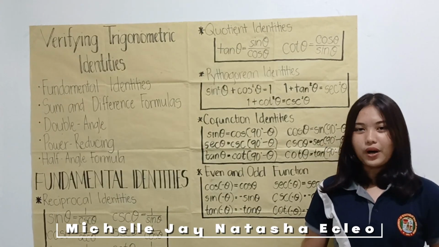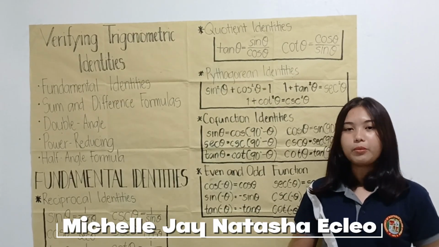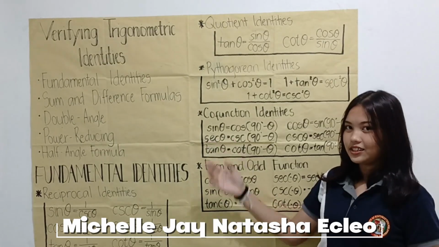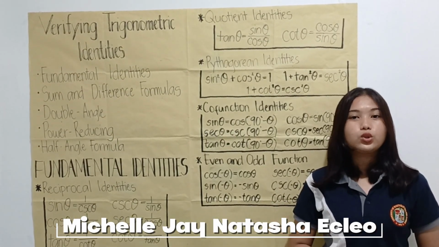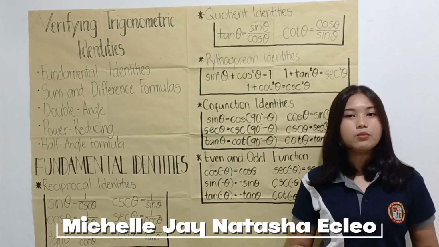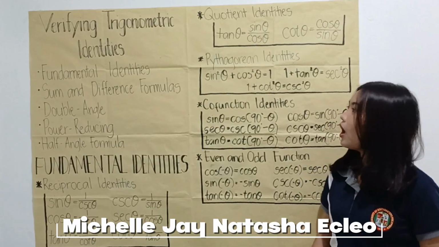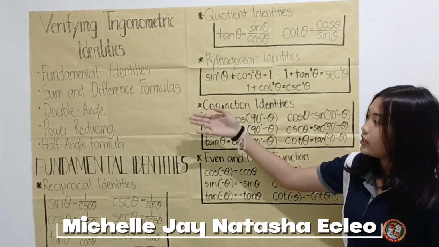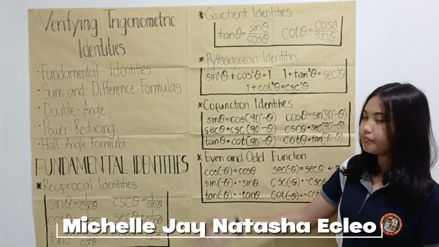Good day, everyone. Today, we're going to explore one of the most important topics in trigonometry, verifying trigonometric identities. An identity is an equation that is true for all values of the variable where both sides are defined. And we will cover fundamental identities, sum and difference formulas, double angle, power reducing, and half angle formulas.